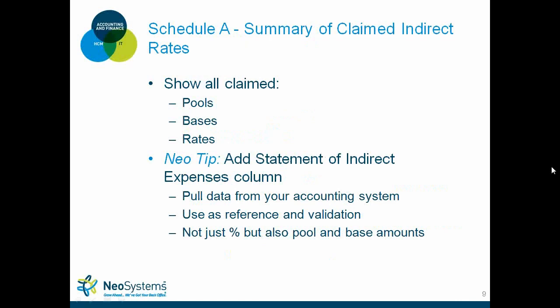Okay, so I'm going to get started on the schedules. This is Schedule A. This is obviously probably the easiest one because there's no real input into the schedule. This is coming from various schedules. But one thing to keep in mind in this schedule is to show all of your claimed pools, bases, and rates. That's not just your final pools. That's also intermediate service centers or even cost of money. Make sure that you have those shown in the schedule.